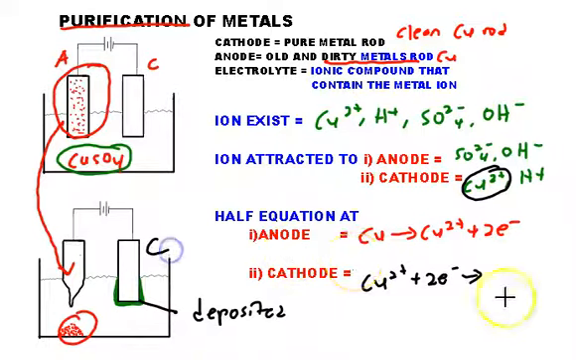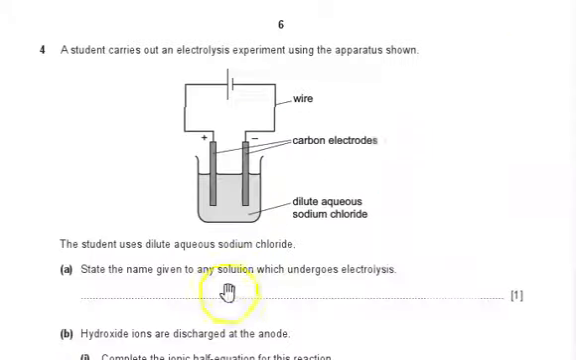Deposited at your cathode. So which means the rod at the cathode here will be fatter and fatter and fatter. Okay, so this is the example of a purification of metal for electrolysis. Okay, let us answer some of these past year questions on electrolysis.